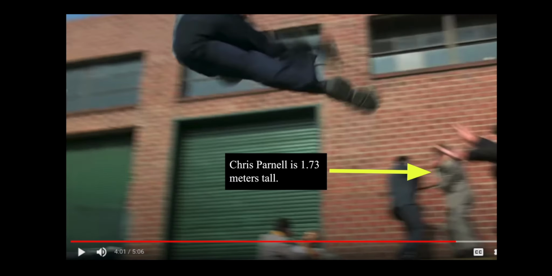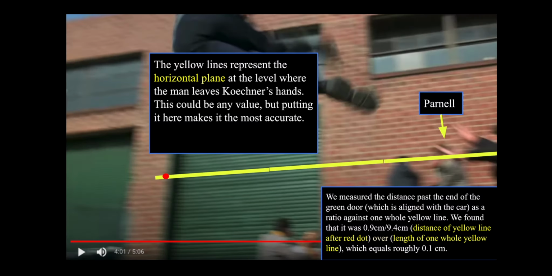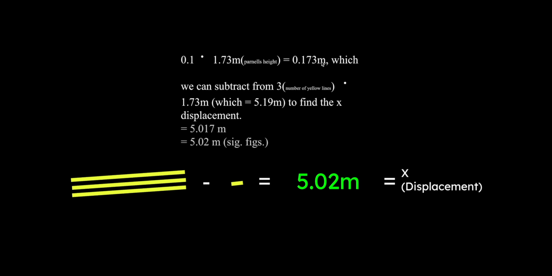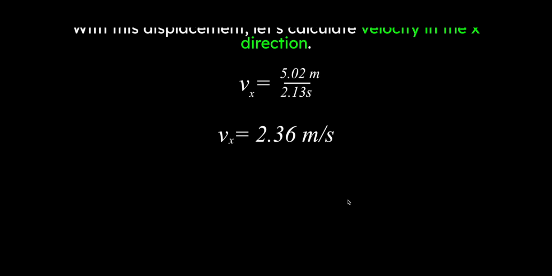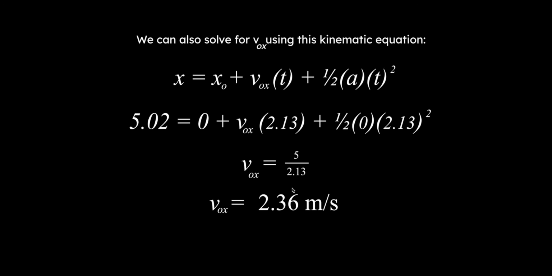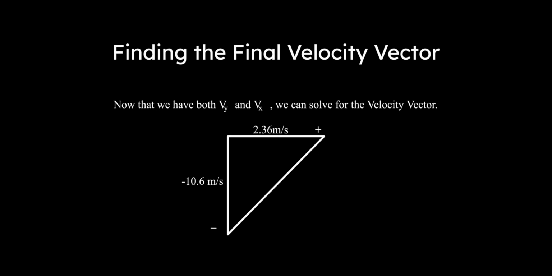Chris Parnell is 1.73 meters tall, and we can use that as a reference. Each one of these yellow lines equals 1.73 meters, Parnell's height. We find that it is slightly more than 1.73 meters to get there, so we have to find out what this is. Using ratios, we find that it is 0.173, so we subtract that from the total, 5.19, to find 5.02 meters as the x displacement. With this displacement, now we can calculate the velocity in the x direction, and it'll give us 2.36 meters per second. And now we're going to solve for the initial velocity, which is the same, because there is no acceleration in the x. Now we can find the final velocity vector.